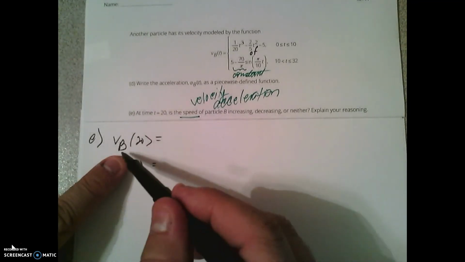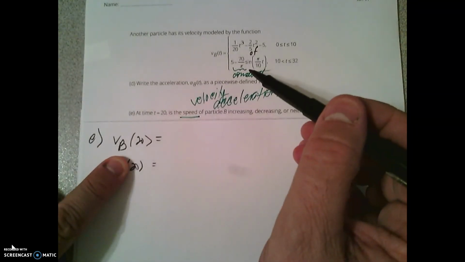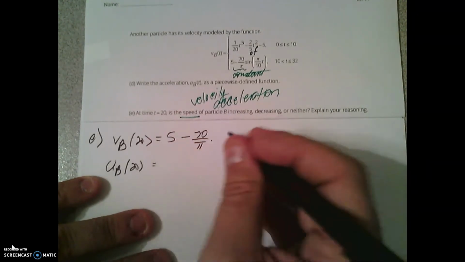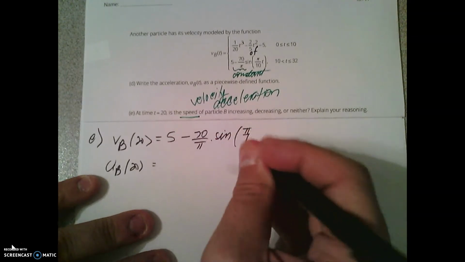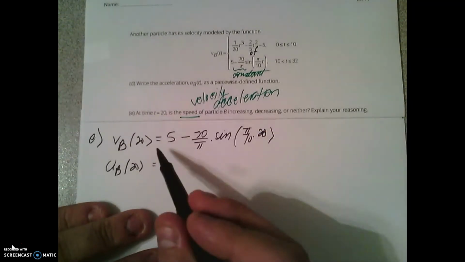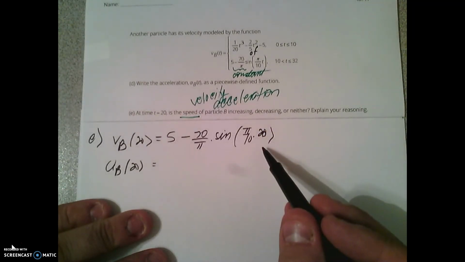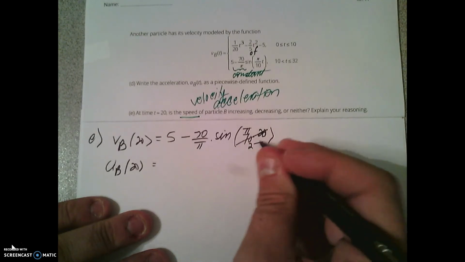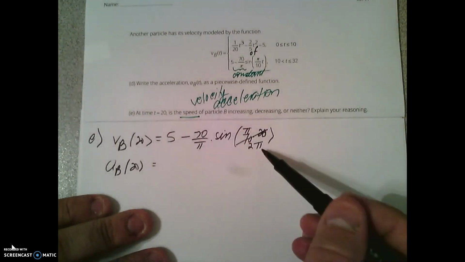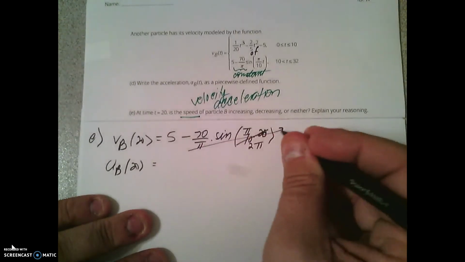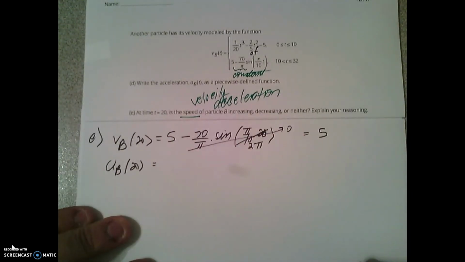Well, to do that, for the velocity of particle B at time 20, we go to our velocity expression. 20 is in this time interval, and so we evaluate and get 5 minus 70 over pi times the sine of pi over 10 times 20. Remember, this question is calculator active, so if you're not sure about the computations, reach for your calculator. Pi over 10 times 20 is really 2 pi. The sine of 2 pi is 0. So 70 over pi times 0 is 0, and what we're left with is 5.